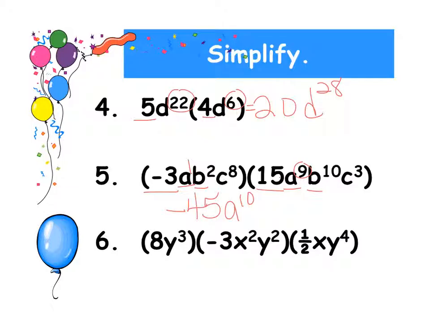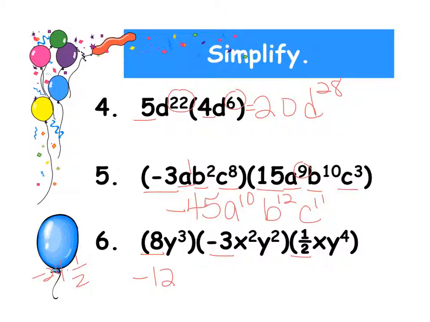Now I rewrite my b's and I add together my exponents with my b's. 2 plus 10 is 12. And then I rewrite my c and I add together my exponents with the c. Alright, number 6, same thing. Multiply my coefficients. 8 times negative 3 is negative 24, and then I multiply that by 1/2. That gives me negative 12.